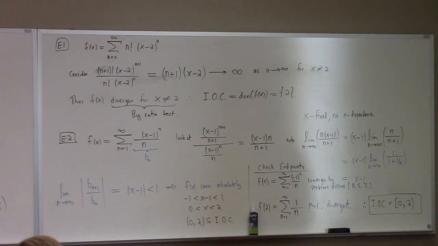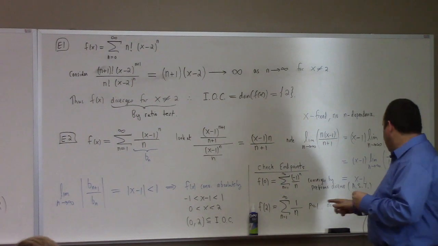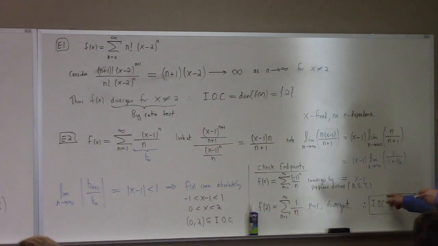Now, when you check endpoints, it could be any of our previous methods. It could be the nth term test. It could be, who knows what it's going to be. It could be a lot of different things. Can you see how I could modify this example ever so slightly and make the interval of convergence include both endpoints? How could I change this example ever so slightly and get the interval of convergence to be 0 to 2 inclusive?